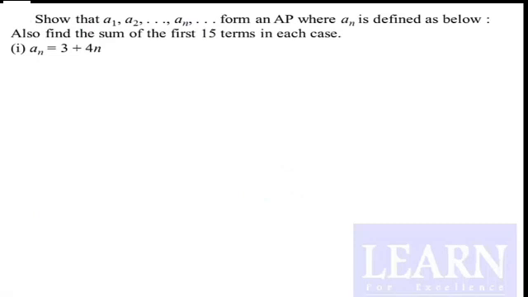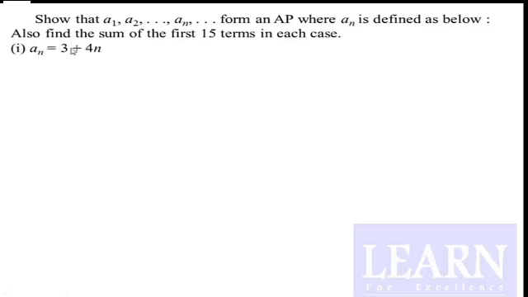Show that A1, A2, up to An form an AP where An is defined as below. Here they have not given any first term, any last term, nothing. They have just given the general equation of An. Now we need to find the first 3 terms here and also find the sum of 15 terms in each case. Since they told us to show A1, A2 up to An form an AP, there is no need to find n terms. We will find 1, 2, 3, up to 4 terms. That's enough. So we'll start with the problem.